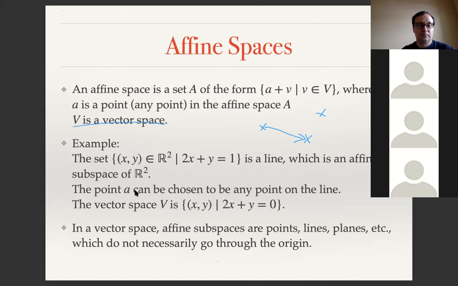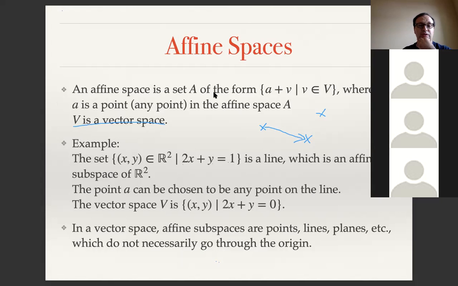So this is, I think, a characteristic example. The set of points of coordinates x, y in R2 such that 2x plus y is equal to 1, not 0 as on the previous page. This is a line which does not go through the origin, so it is only an affine subspace of R2. We could give it a vector space structure, but it would not be useful, and we couldn't do it in a consistent way, probably.